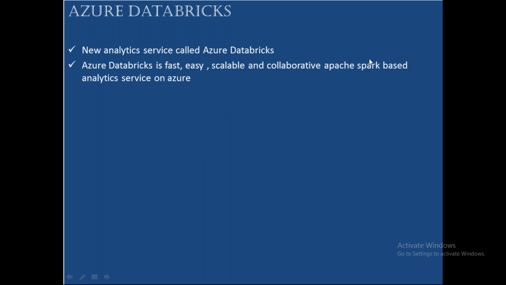Collaborative means data engineers, data scientists, data analysts, all these people can work in a single place, in notebooks. All 3 people at a time can open the same notebook and write the code. It's a collaborative Apache Spark based analytical service. So whatever you do is going to be executed on a Spark cluster. That's why all the code that you write is related to Spark.